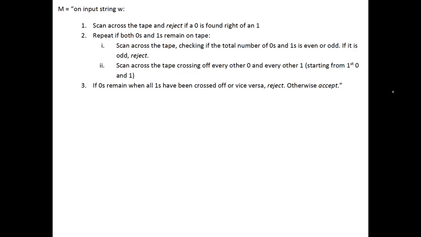So once we have fallen out of step 2, because we no longer meet the condition, so we now have either no zeros remaining, no ones remaining, or neither zeros nor ones remaining, we hit stage 3. If zeros remain when all ones have been crossed off, or ones remain when all zeros have been crossed off, we're going to reject. Otherwise, we accept.